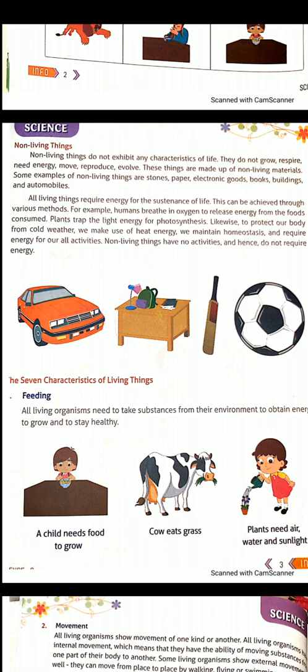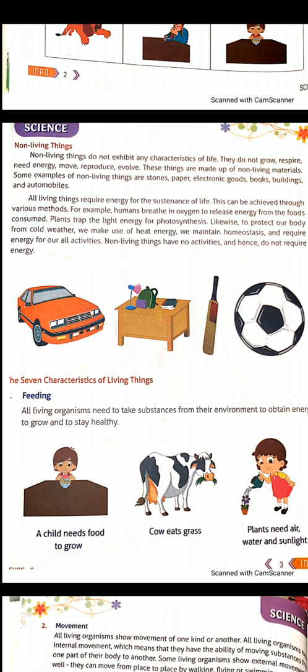Similarly, plants will trap sunlight. Okay, sunlight is the ultimate source of energy. All living things get energy directly or indirectly from the sun itself. Okay, this thing you should never forget. If someone asks you which is the ultimate source of energy, you should say the sun. Sun is the ultimate source of energy.